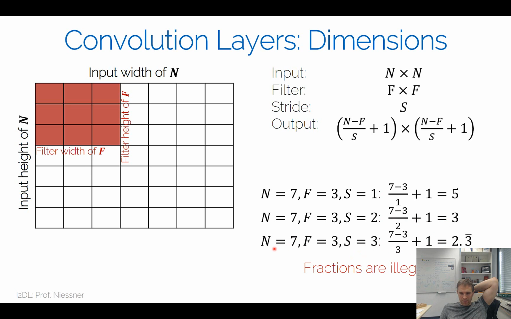We have a 7 by 7 input image and a 3 by 3 filter, and a stride of 3 is illegal because it would give a 2.3-dimensional output at the end of the day. So we can't have that. Everything has to be discrete. This is the nice part about convolutions. Whenever you notice this is happening in your architecture, you have a bug and you have to fix it, right? Okay, so let's look at how this looks in a full network.